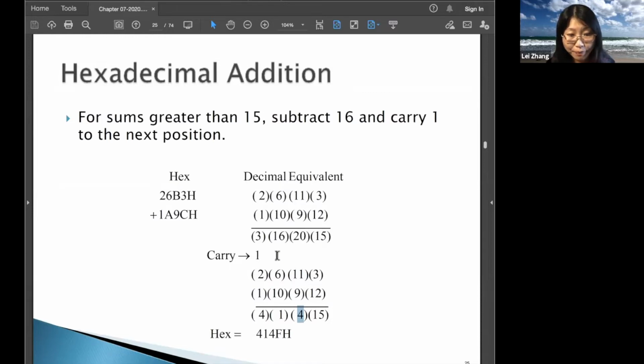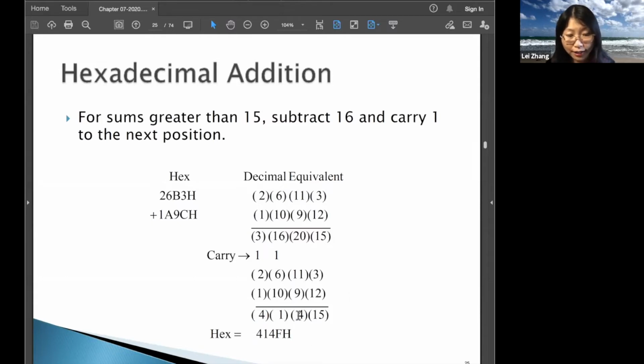This carry bit needs to be added to the next sum. The next digit, 6 and 10 added together, is 16. 16 is going to generate another carry bit for us. So we have another carry in from the previous digit, which will be written down here in this bracket. The next carry bit will be added to this 2 plus 1. So in total, we have 4 here.